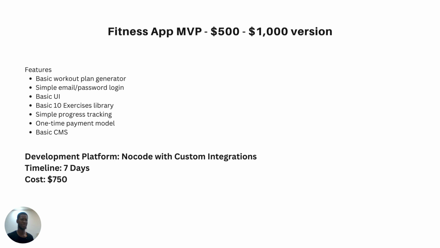Because on this version, you can see just a basic workout plan, it has a basic 10-exercise library, a single progress tracking, one-time payment model, basic CMS, right? So with this, it has all the features that can be built within 7 days, right? And this is built on no code with custom integrations, on a platform like Bubble, right? Timeline is 7 days, and then the cost there is $750.